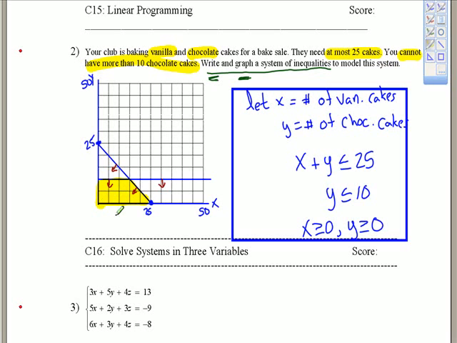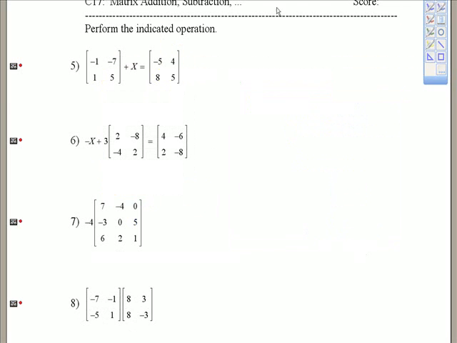And that's all they asked us to do. They didn't ask us to find corners. They didn't ask us to find the maximum or minimum. They just asked us to do this much of a linear programming problem, so that's where we'll stop. Any questions here?